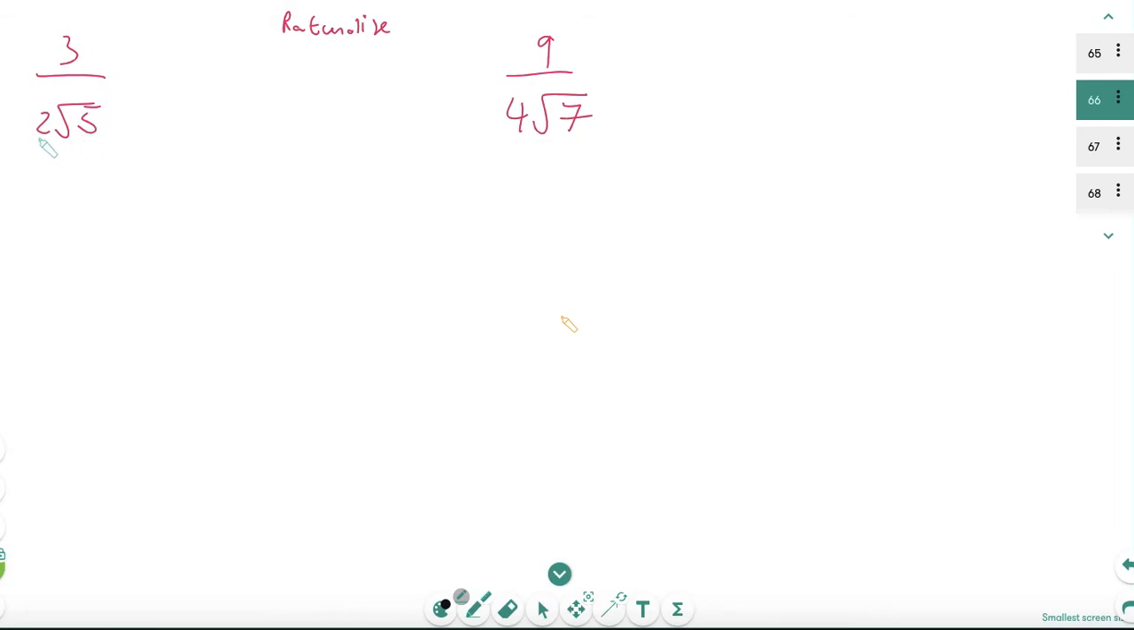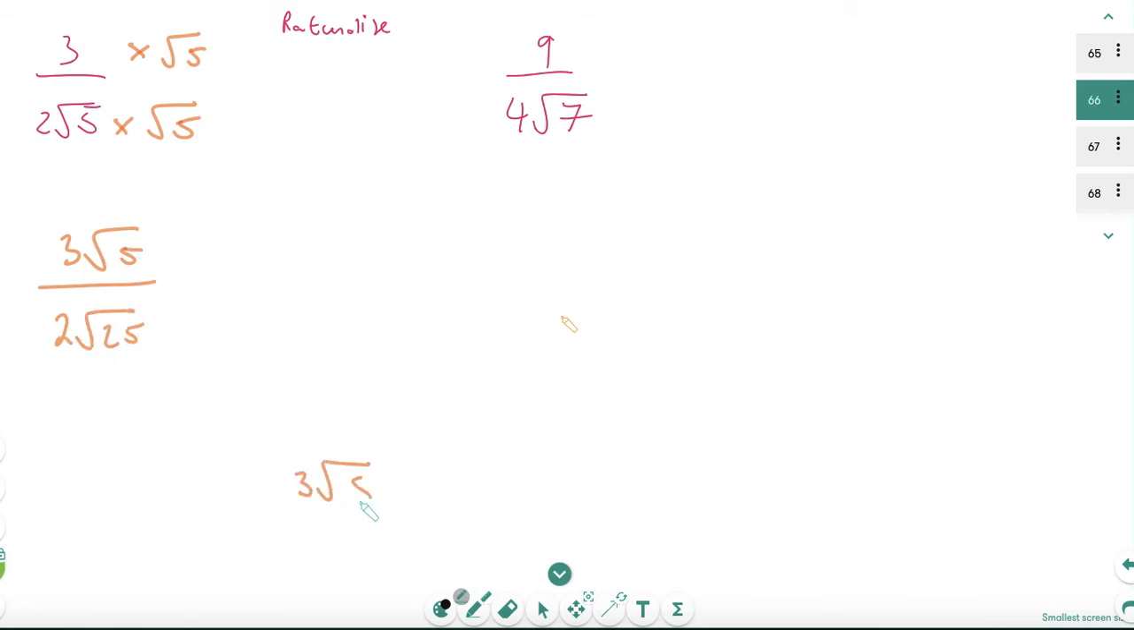But guys, when there's a number being multiplied by the surd, it's the exact same thing as before. All you're going to do is multiply by the root, okay? You're not going to multiply by 2 root 5. You're just going to multiply by root 5. Same thing for the top. So 3 times root 5 is 3 root 5. 2 root 5 times root 5. Root 5 times root 5 is root 25. So 2 root 25. Let's try and simplify 3 root 5.